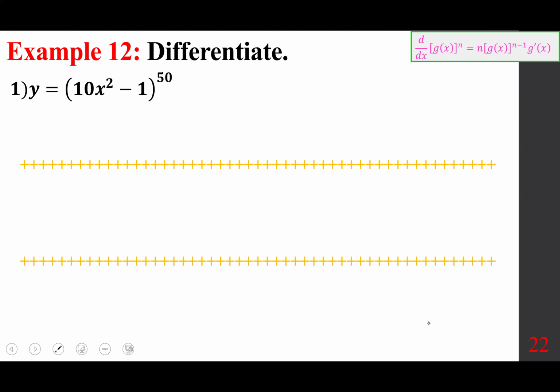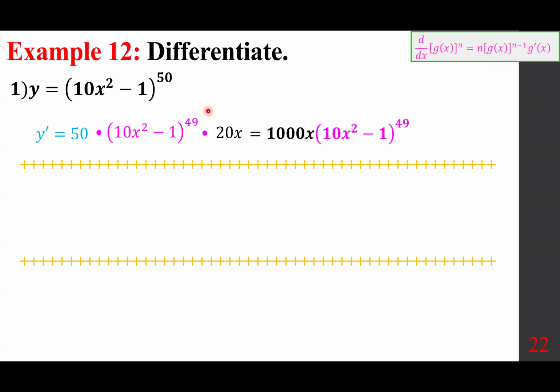Let's differentiate. We are going to see that we can easily use the extended power rule on this question. So we start with n, which is 50. Then this function, same thing, (10x squared minus 1) to the power of 50 minus 1, or 49. This is g of x to the power of n minus 1. Finally, g prime, the derivative of the inside, is simply 20x. And if we put these two together, we get 1000x in front. And that's the final answer.